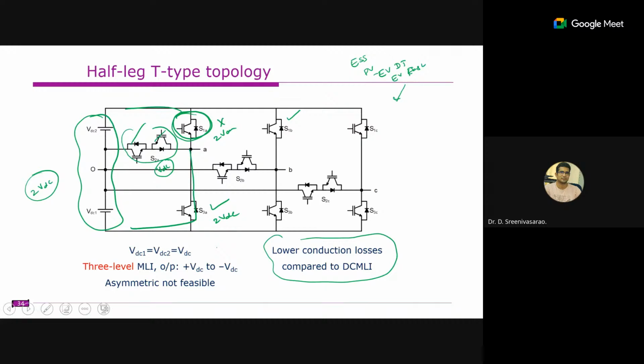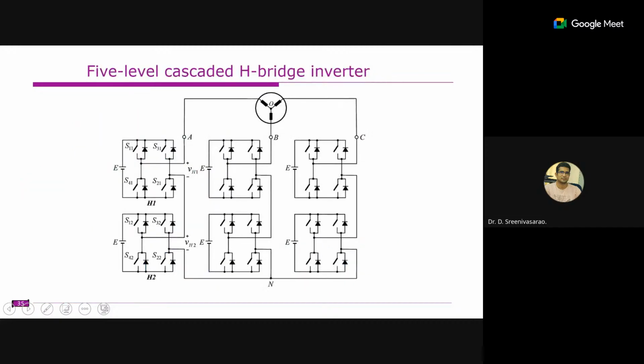Right? Yeah. So next, we quickly move to the cascaded H-bridge inverter. So this one is another multilevel inverter, which is very popular.